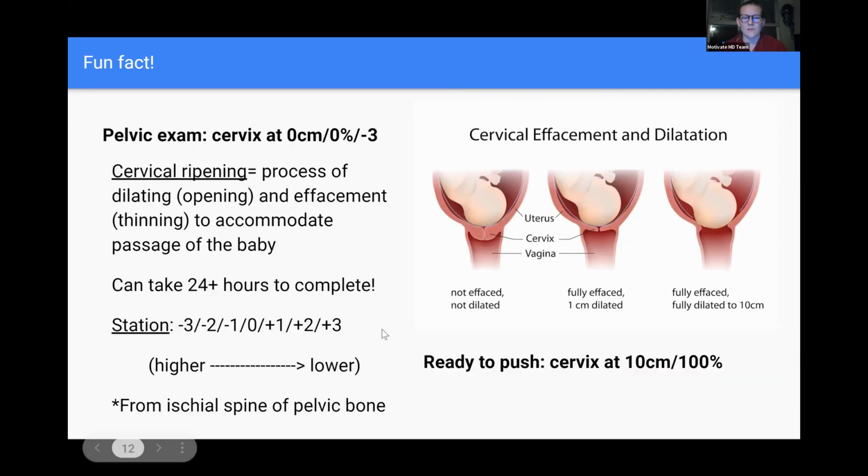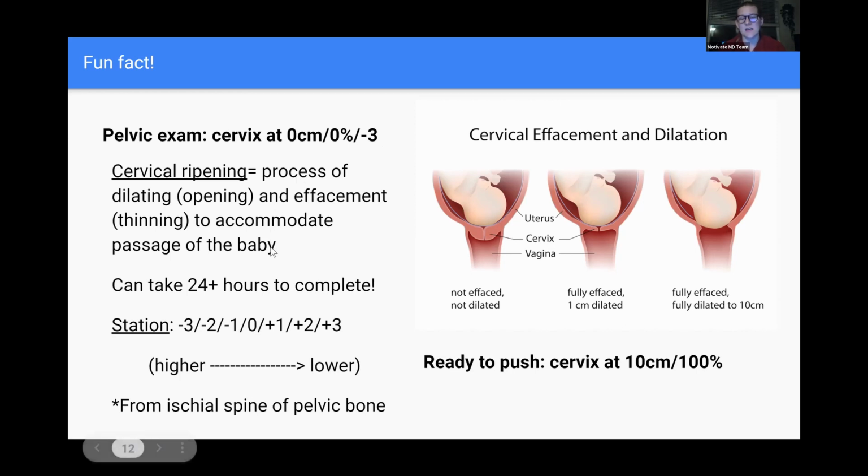And then we're going to go through a quick pelvic exam for pregnant patients, because you can't do an OBGYN talk without talking about this. So the 3 numbers that are included in a cervical exam is the number of centimeters dilation, the percent effacement, and the station of the fetal head. So essentially during the process of labor, your cervix goes through a transformation called cervical ripening, and that's the process of both dilating and thinning out to accommodate the passage of the baby.